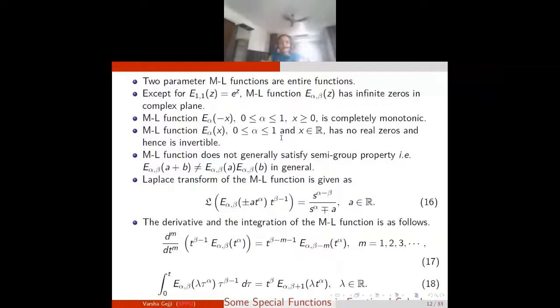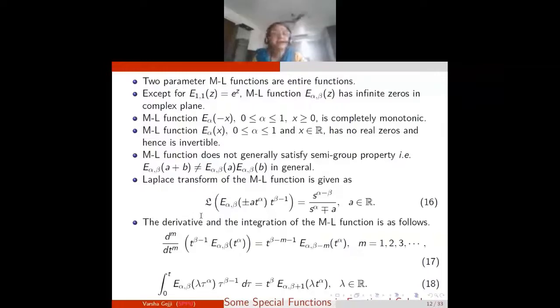Another interesting property is that the Mittag-Leffler function does not satisfy the semigroup property. That means, just as the exponential function has e to the power a plus b equal to e to the power a into e to the power b, simple. But E_{alpha,beta}(a plus b) is not equal to this product. So it doesn't satisfy the semigroup property.